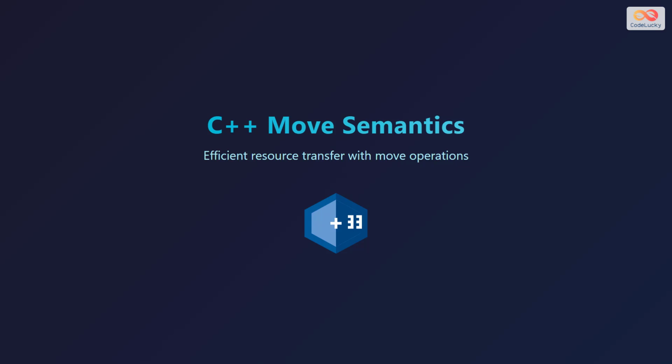In this video, you will learn about C++ Move Semantics, an important feature for efficient resource transfer. Move Semantics allows you to transfer resources, such as memory, from one object to another, avoiding unnecessary copies. Let's explore how Move Semantics can improve the performance and resource management in your C++ programs.